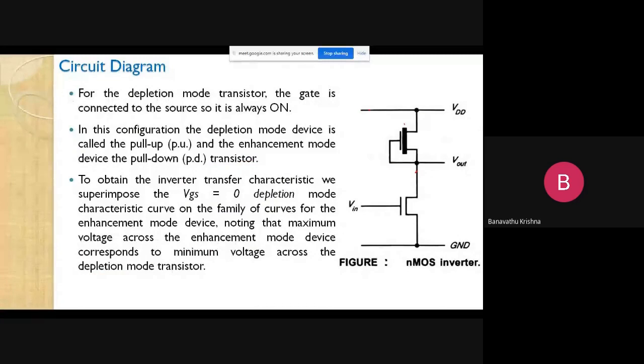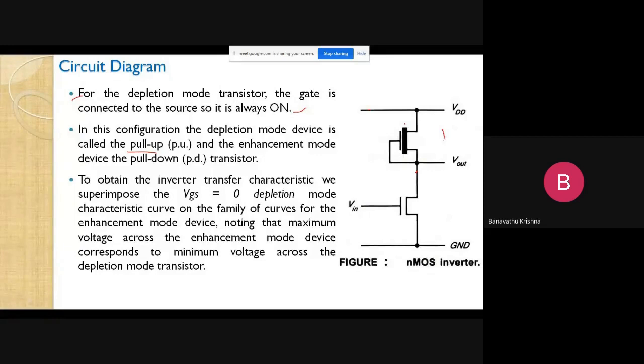So coming to here, for the depletion mode transistor, the gate is connected to the source, so it is always on, right? In this configuration, the depletion mode device is also called the pull up. From this onwards, we can say depletion mode is pull up and enhancement mode is pull down. So remember these words, okay? The depletion mode device is the pull up device. The enhancement mode device is the pull down device, right?